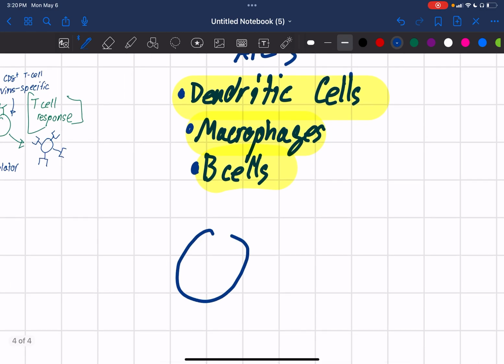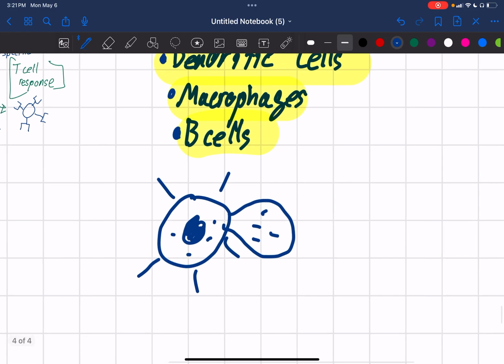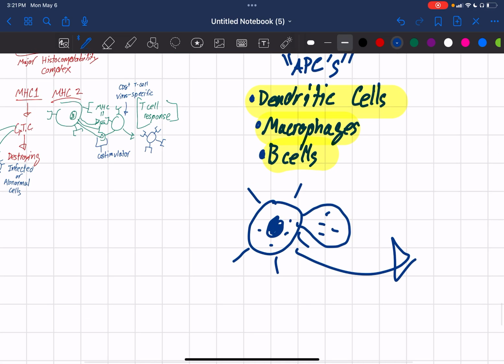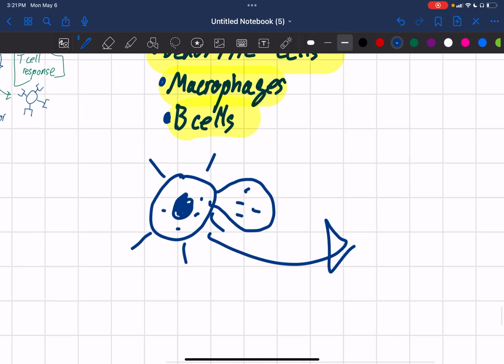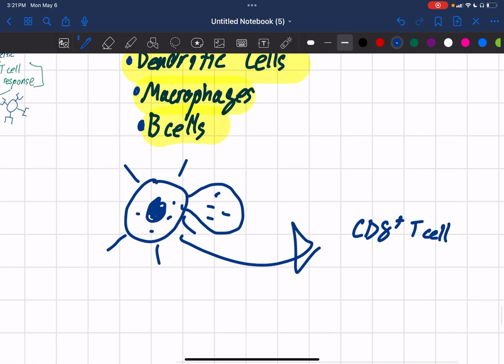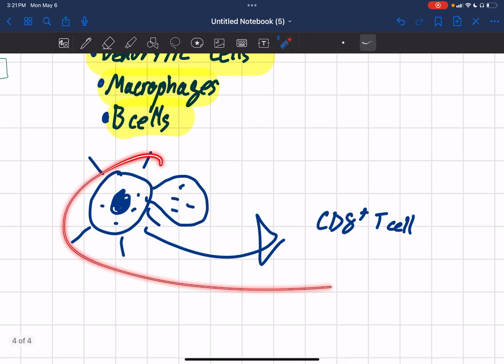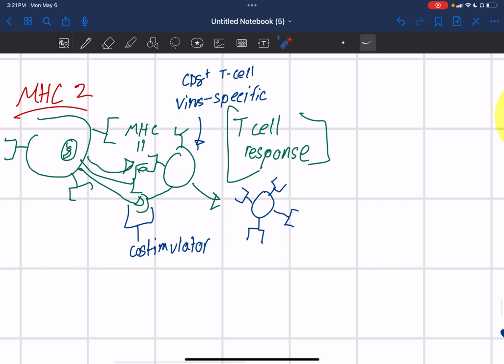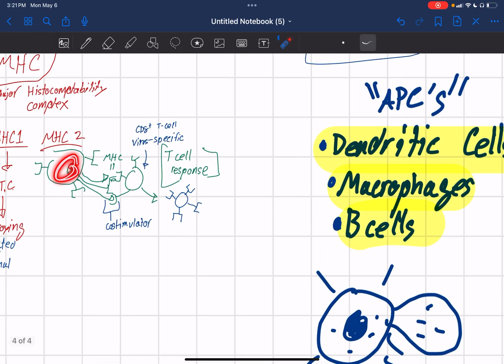So the dendritic cell right here, I can draw it out for you. It's going to consume this pathogen. It's going to go like this, right? And it's going to have it inside of it. And it's then going to present it to its CD8 T cell. Right. So that's essentially what happens. So this process right here is this one right here. So this can be either the macrophage, the B cell, or the dendritic cell, right? And it all does the same thing in sending it out to the CD8 T cell so that it can send out a T cell response.